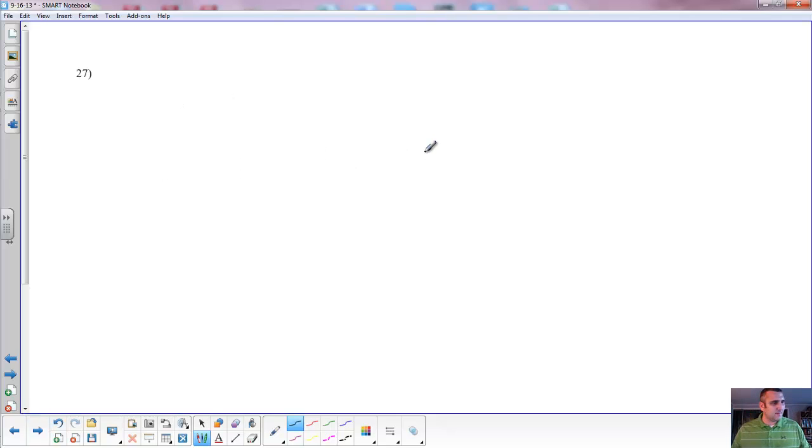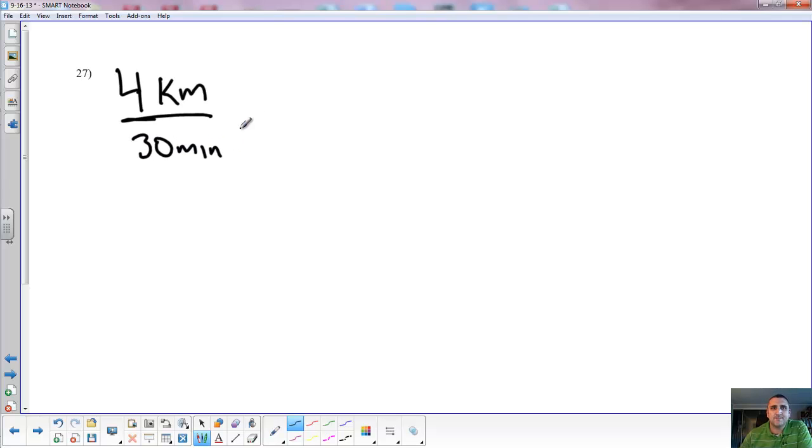27. Looks like I have to do this one as well. Calculate the average speed in kilometers per hour of Charlie, who runs to the store 4 kilometers away in 30 minutes. And we need to go from kilometers in 30 minutes to kilometers per hour. So we know it's 4 kilometers in 30 minutes.